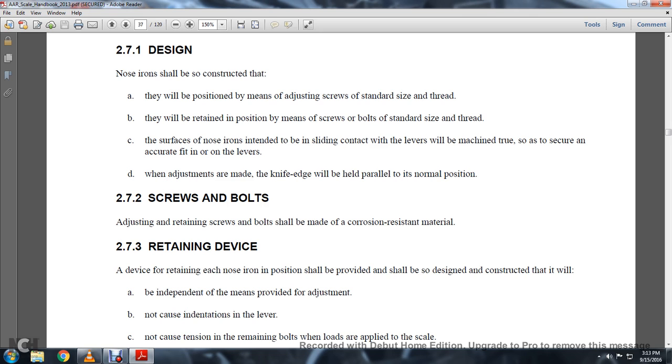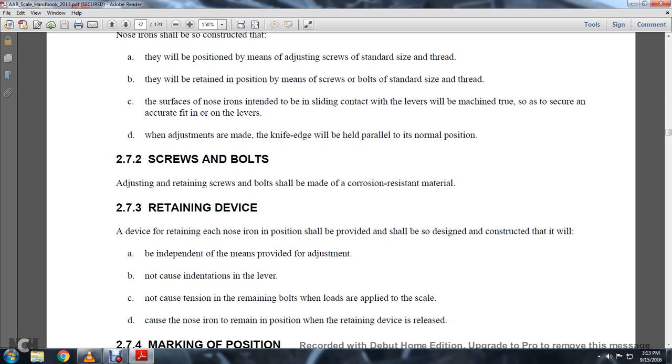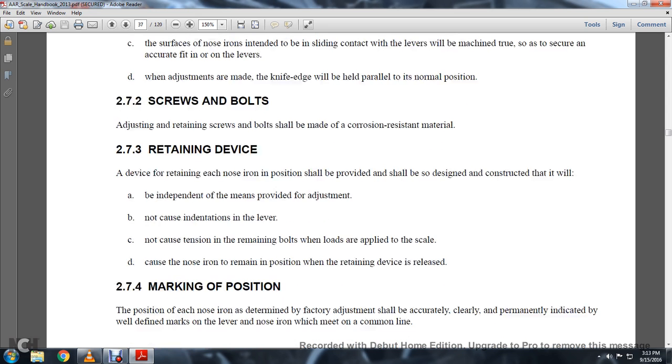2.7.2 Screw bolts. The adjusting and retaining screw bolts should be made of corrosion-resistant material. 2.7.3 Retaining device. A device retaining each nose iron in position shall be provided, designed and constructed so that it will be independent of the means provided for adjustment. It shall not cause indentation of the lever, shall not cause tension of the retaining bolts when load is applied to the scale, and shall cause the nose iron to remain in position when the retaining device is released.